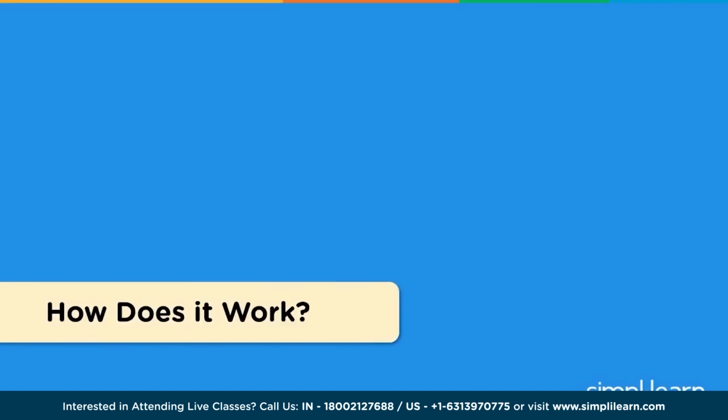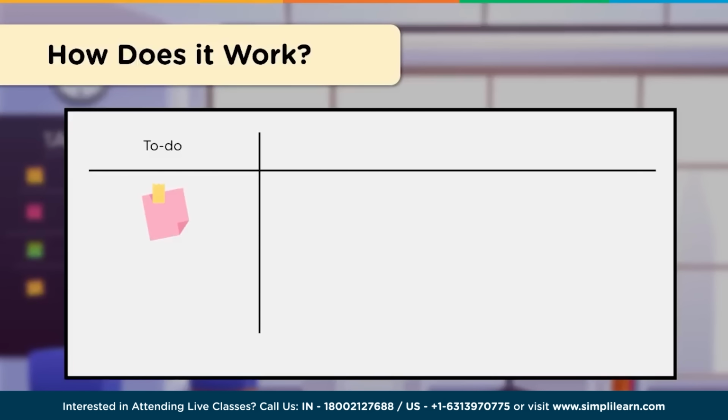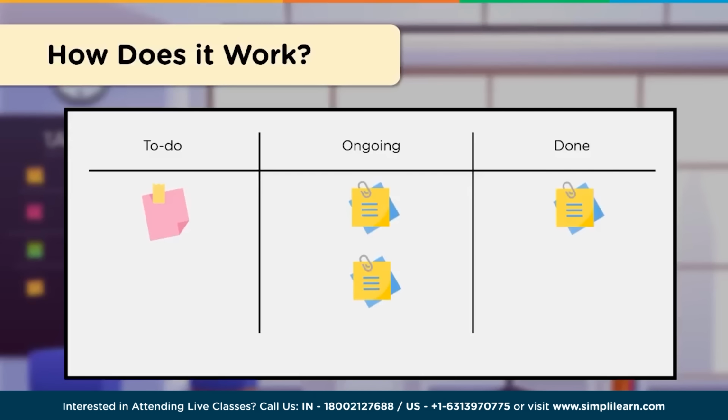Let's find out how Kanban works. Now the board consists of three major components. There's the to-do list, which represents items that need to be completed. The ongoing column, which represents items that are being currently worked on. And the completed or the done column. Now these represent tasks or items that have already been completed.